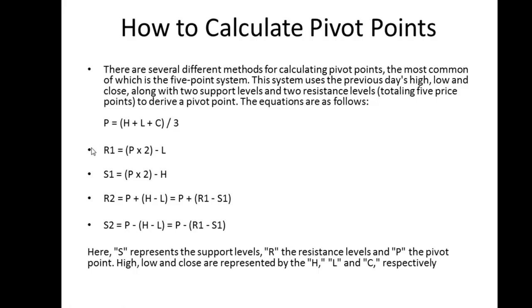And then from there, they calculated an R1, a resistance 1, which is twice the pivot minus the low, a support 1, which is twice the pivot minus the high, and then one lower than that, which is the pivot plus R1 minus S1, and the support, which is the pivot minus resistance 1 minus support 1. So this was, back in the 70s and 80s, a so-called secret formula.